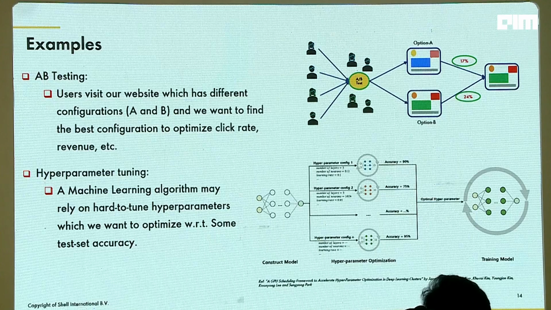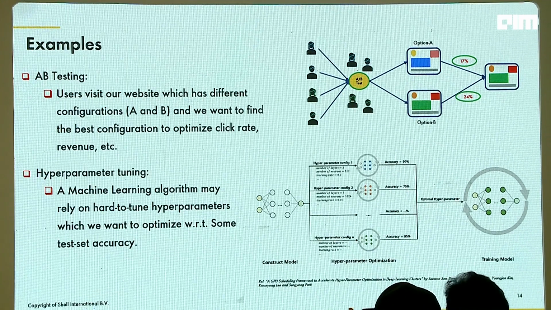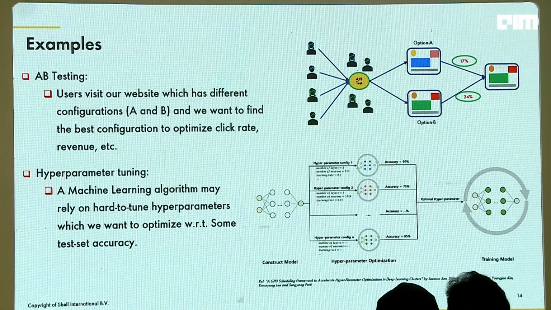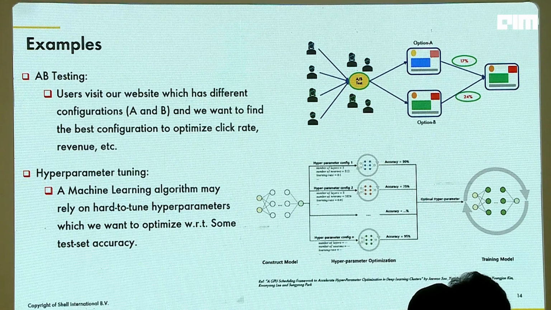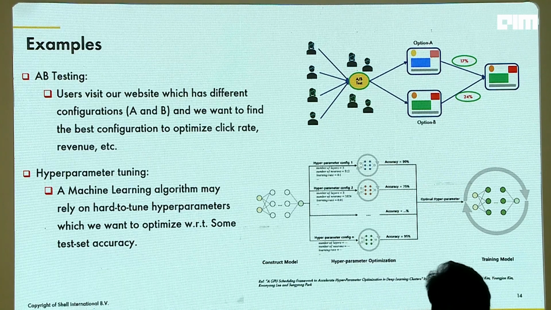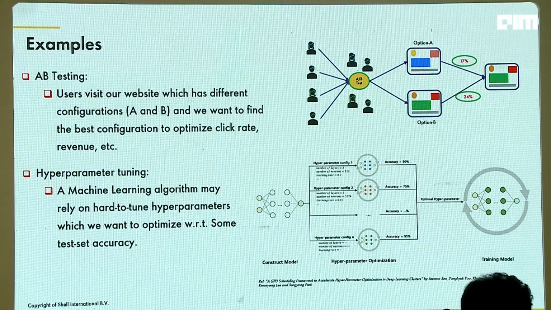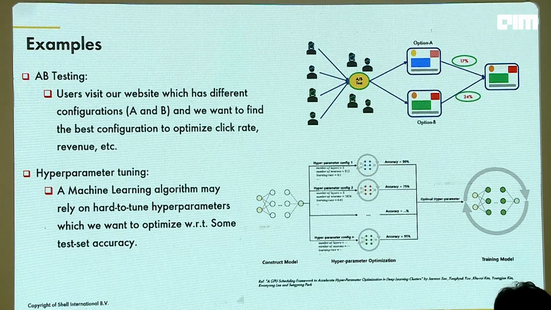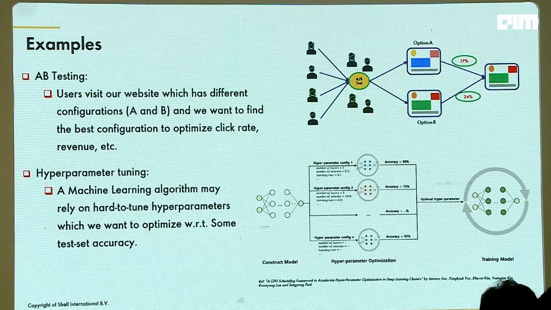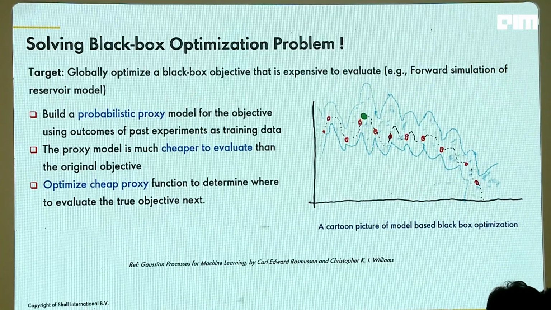Just to give you some more familiar examples, in case reservoir modeling is not so familiar, these two examples might make sense: A/B testing and hyperparameter tuning. In A/B testing, we try to understand different configurations and find the best configuration to optimize our click rate and improve the revenue. In hyperparameter tuning, there are n hyperparameter settings which can give you the best accuracy for your machine learning models as well. These are examples you can quickly relate to that come into this category.